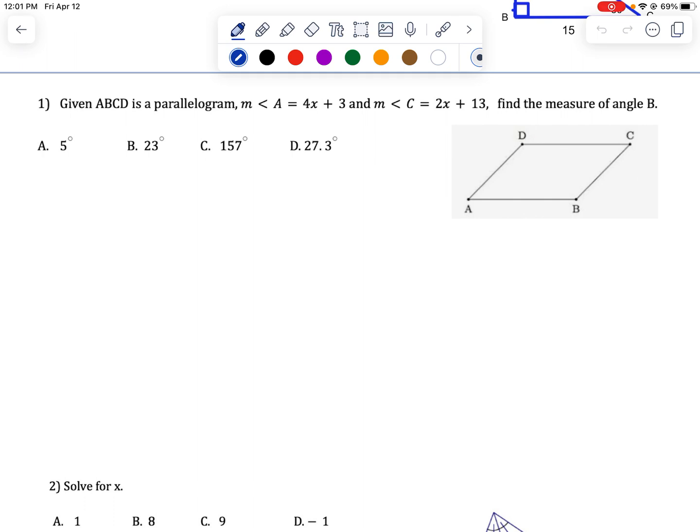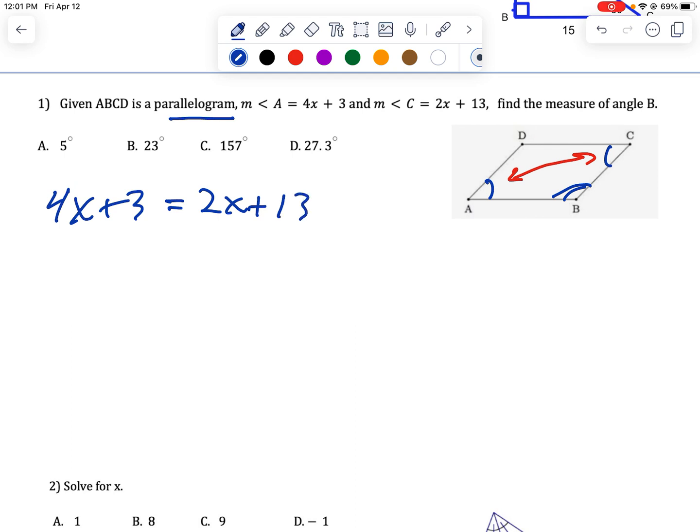Number one comes to us from chapter 7, our quadrilaterals chapter. I'm given A and C. I need to find the measure of angle B. Well, this is a parallelogram. In parallelograms, if you'll remember, the opposite angles are congruent. So that means A is congruent to C, which means 4x plus 3 equals 2x plus 13.